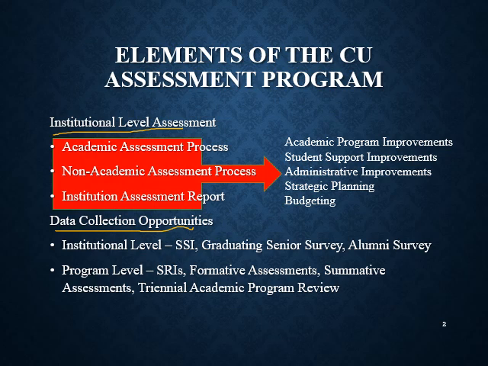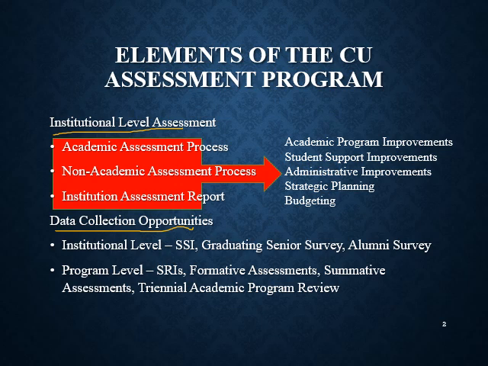There's three elements in the institutional level assessment. First is the academic assessment process, which is the academic departments. And at the beginning of the academic year, the departments produce a plan. At the end of the academic year, departments produce a report based on the plan that they put together at the beginning of the year. So there's actually two aspects to that.